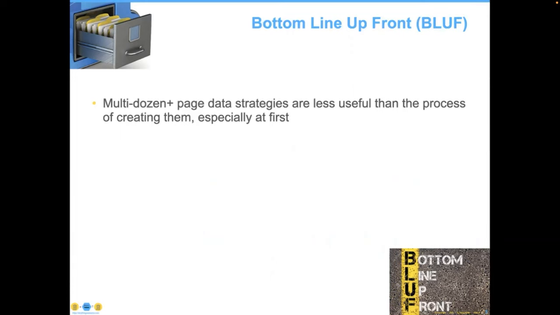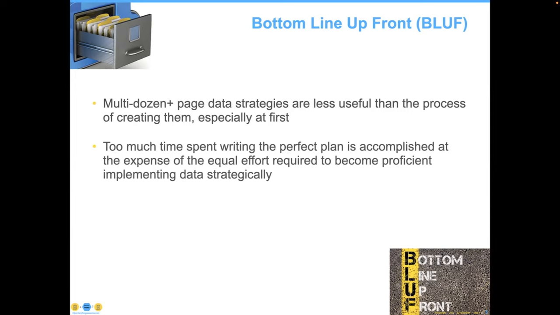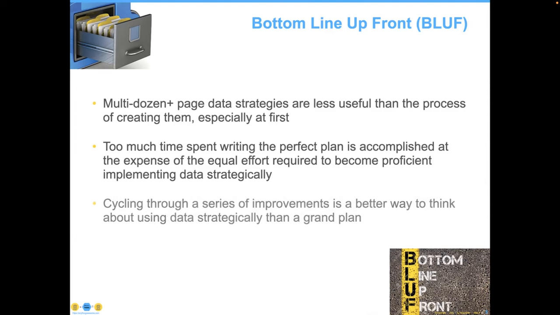Bottom line up front is that in looking at more than 20 years of multi-page data strategies, they just aren't terribly useful as the first one. And when you spend time trying to perfect something at the beginning of your journey, you lose the opportunity to invest equally into the process component of that. So cycling through improvements is a better way to think about using data strategically than a grand plan.